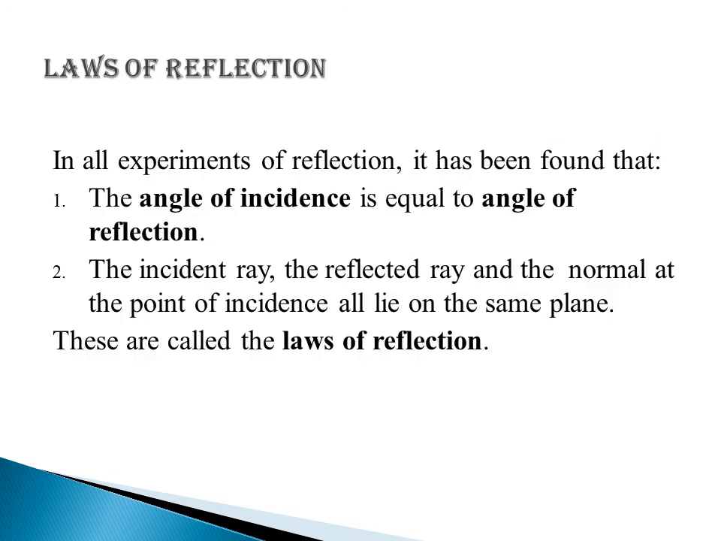Next are laws of reflection. What are laws of reflection? There are two laws of reflection. In all experiments of reflection, it has been found that the angle of incidence is equal to angle of reflection. This is first law. Second one is the incident ray, the reflected ray, and the normal at the point of incidence all lie on the same plane. This is second law. These are called laws of reflection.